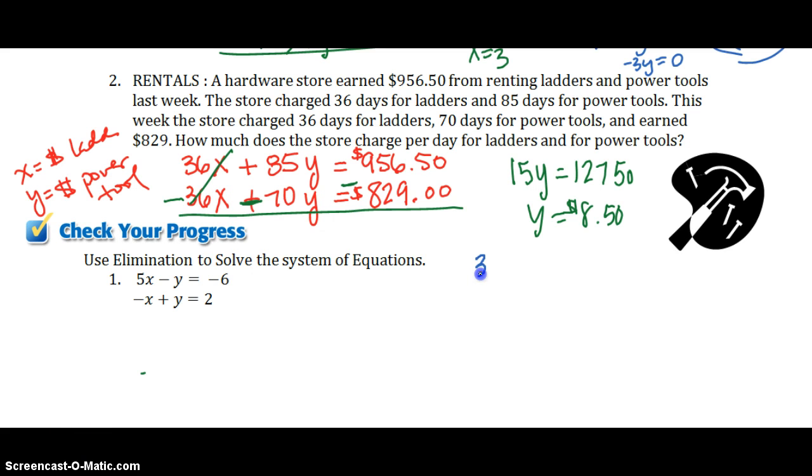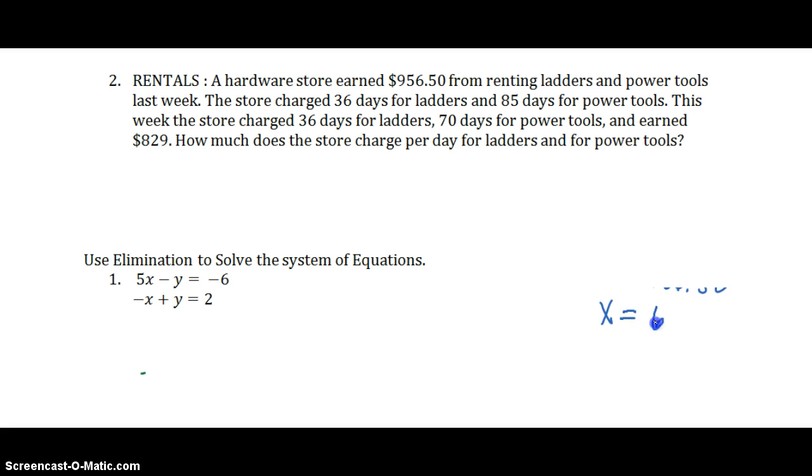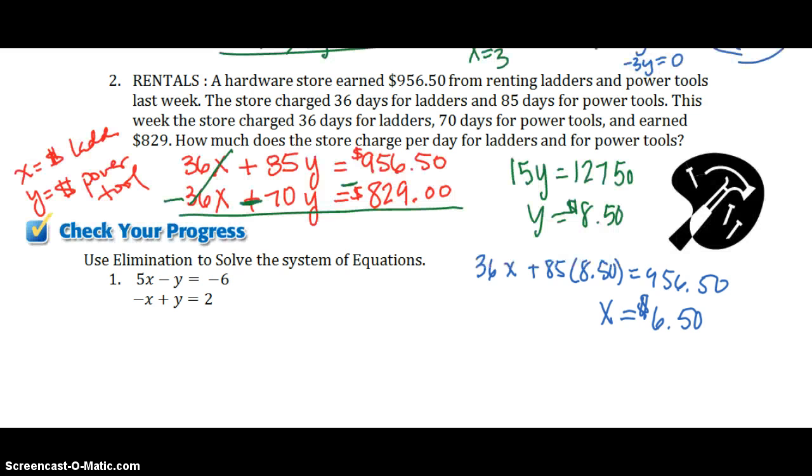So 36x plus, we'll do the first one, 85 times 8.50 equals 956.50. All right, and with the help of my calculator, that'll give me $6.50 for x, which stood for ladders. Go ahead and work through the check your progress problems. There are 4 of those here.